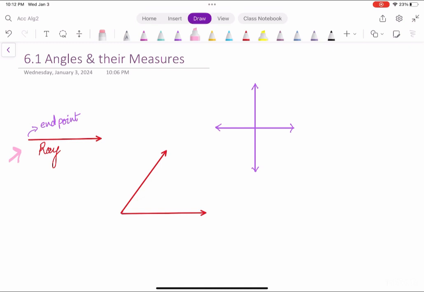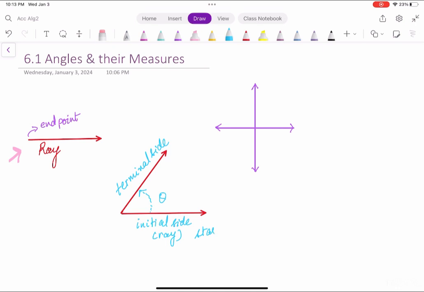So if I expand that understanding of a ray, and if two rays are connected from the same vertex, it forms an angle, right? So that starting point is the initial side. The initial side is always considered to be on the x-axis. From the initial side, if I rotate around the vertex and form the angle, the other ray that forms the angle is called the terminal side.